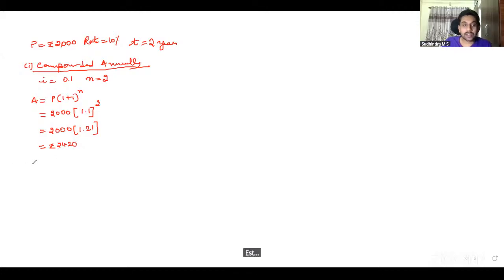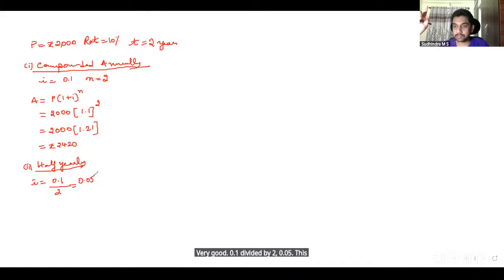Similarly, second scenario is compounded half yearly. So in that case, what is the value of I? 0.05. Very good. 0.1 divided by 2, 0.05. Did everyone understand this? Similarly, what is the value of n? 4. 2 into number of compounding per annum 2, 4. Correct, Shreya? So this is I and this is n.